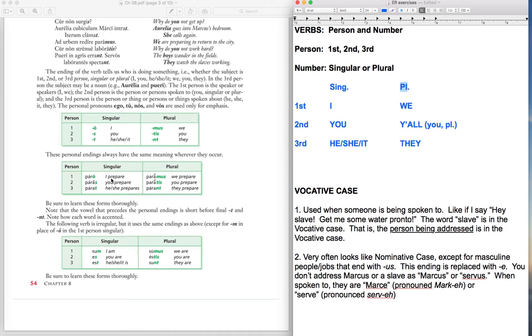So each of the persons and numbers is associated with an ending, and you're going to see that those go on to all verbs. Right now we're just giving you the basic concept here, but you're going to see there are 4 different groups of verbs. They're all going to have these endings for the different persons and numbers. Those verb groups, or conjugations, are going to be separated from one another for a variety of reasons, but they will all have these endings.